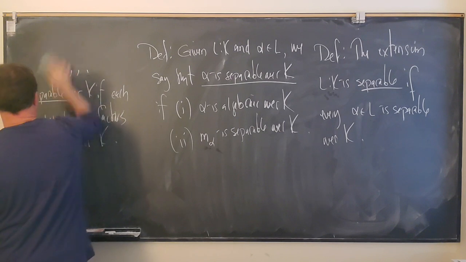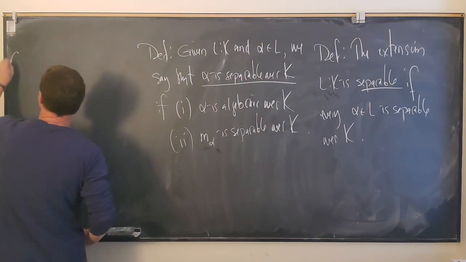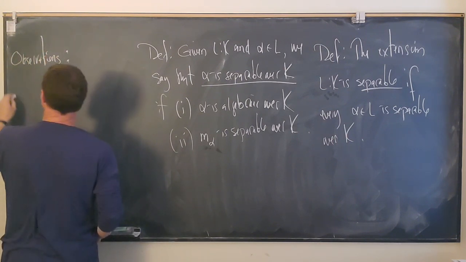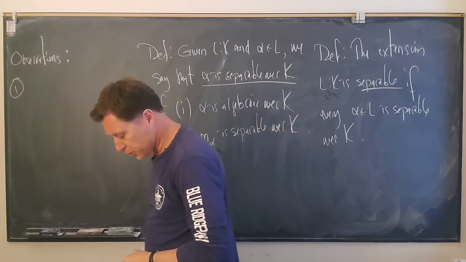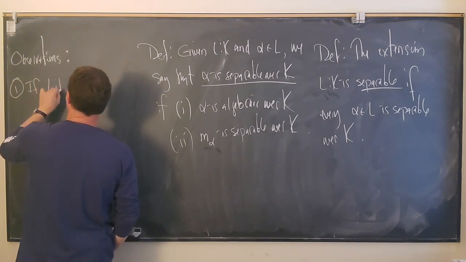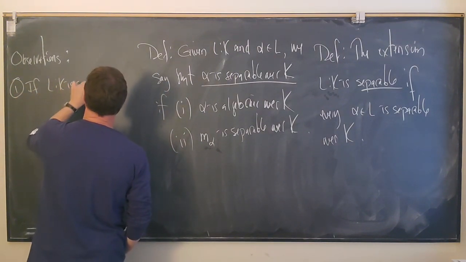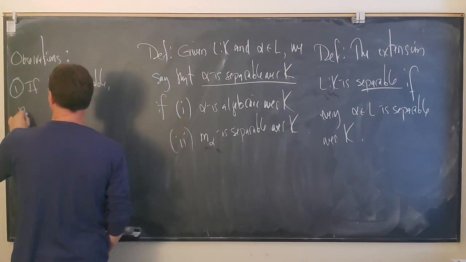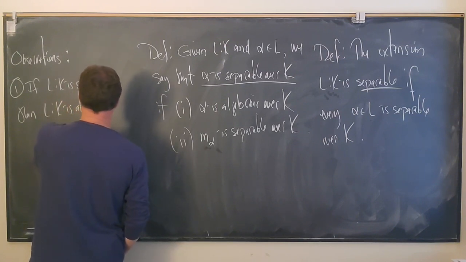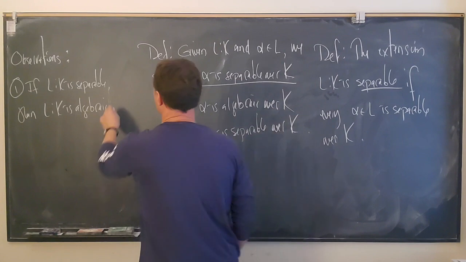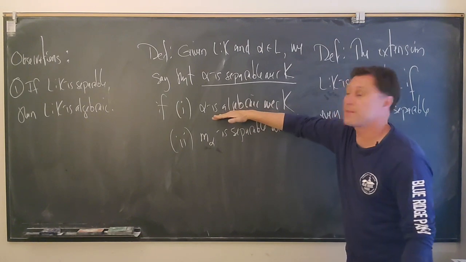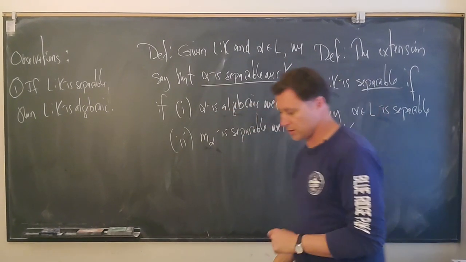So a couple of observations. The first, this is just built into the definition. If L over K is separable, then L over K is algebraic. Why is that? Well, it means that every element has to be separable, which means that every element has to be algebraic, which means then that the extension is algebraic.